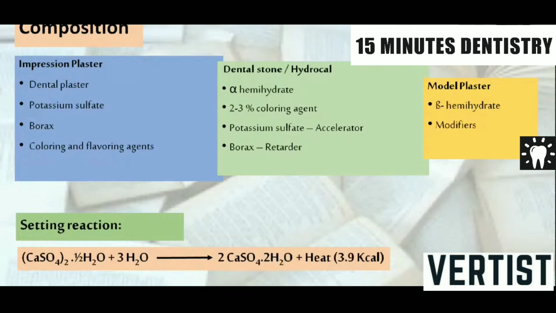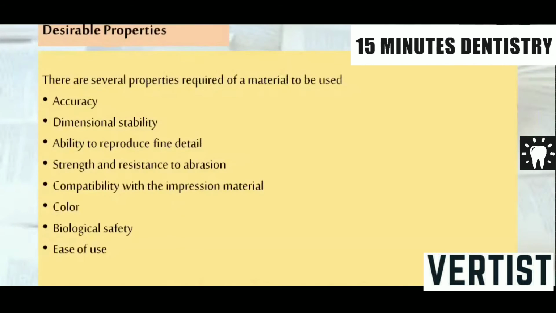The setting reaction takes place when the calcium sulfate hemihydrate mixes with water and forms calcium sulfate dihydrate, and this is an exothermic reaction. What are the desirable properties of the material? It should be accurate, dimensionally stable, and able to produce fine detail, and it should have the strength to resist abrasion. When we do the wax pattern, it should not get abraded easily. It should be compatible with the impression material, and have a contrast color with the impression material so that you know where you are going. It should have proper biological safety, not be biohazardous to the technician, and be easy to use.